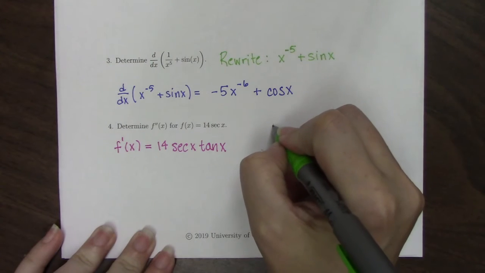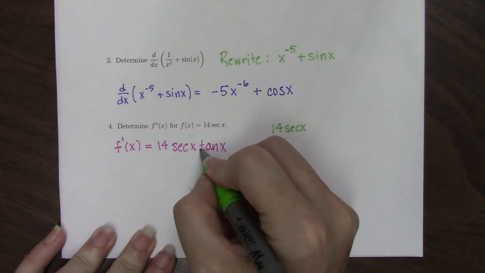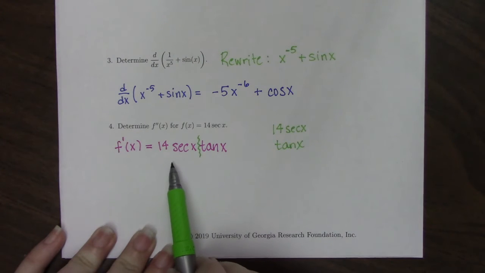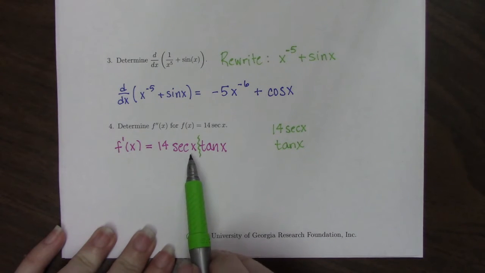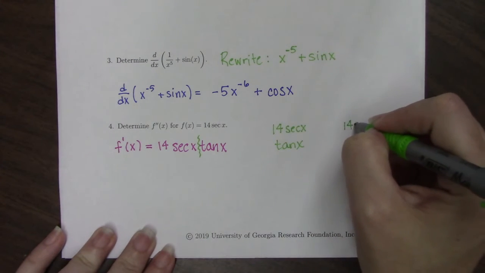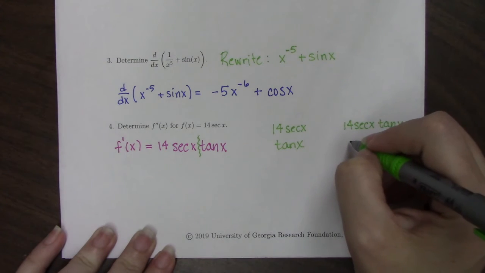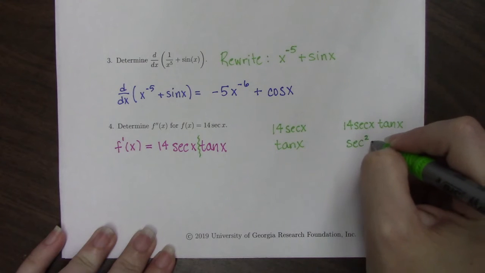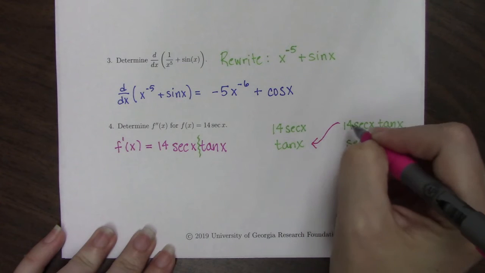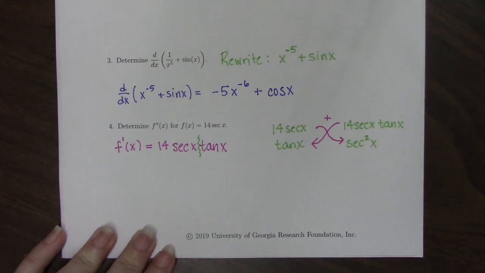Now to do the second derivative, I've actually got a product rule here. So the first term is 14 secant x. The second term is tangent x. So I'm dividing it up as 14 secant x, that's the first term, tangent x is the second term. The derivative of 14 secant x is 14 secant x tangent x, and the derivative of tangent x is secant squared x. So the product rule says derivative of the first term times the second plus the first term times the derivative of the second.